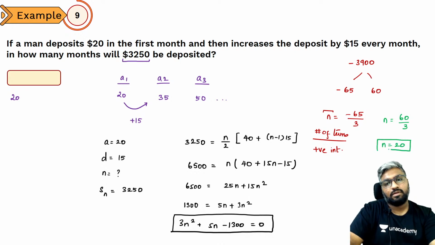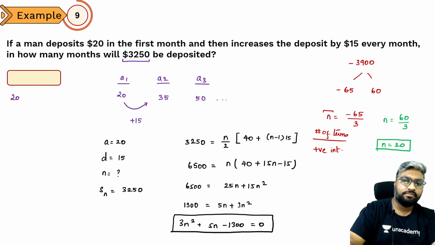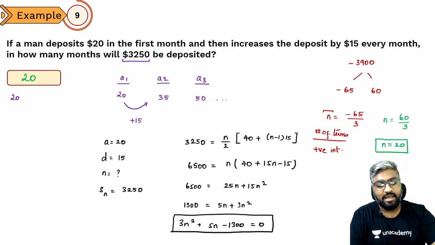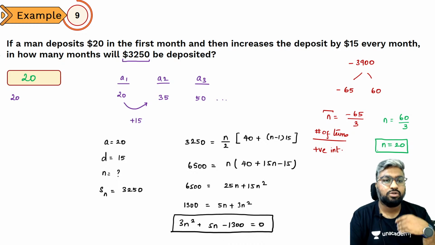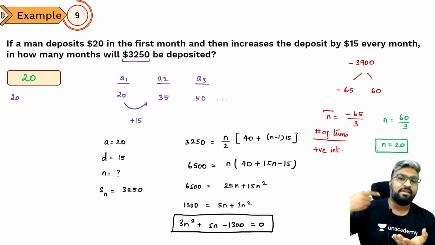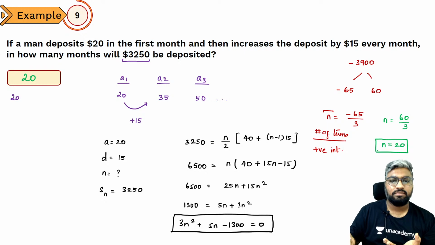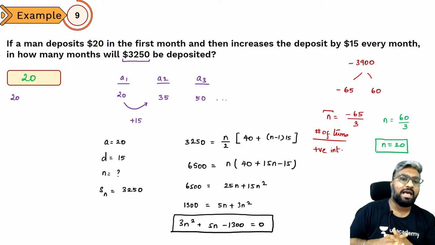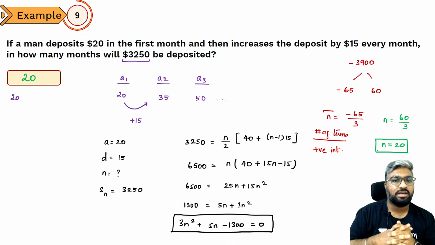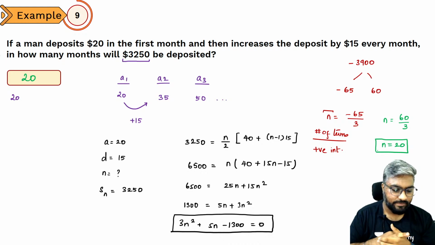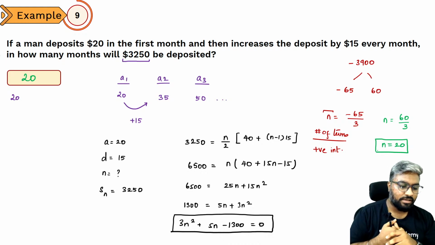Is that clear? So there will be how many? 20 terms in this particular arithmetic progression. That is, if he keeps depositing starting with $20, increasing 15 till the end, what will happen? You will get, in 20 months, $3,250 deposited. ठीक है? Got it?